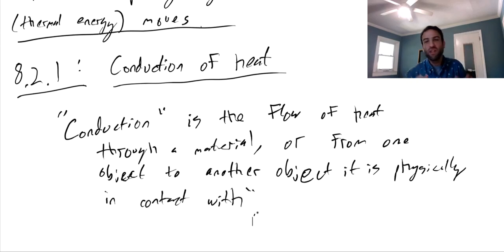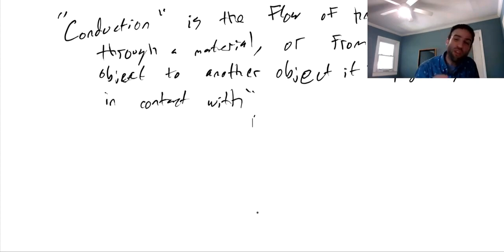The idea here is that heat is going to move from a hotter part of an object to a colder part of that object, even while all of the atoms and molecules involved in these solids stay in place. So in conduction, you have no overall motion of molecules, but you still have heat transported from one part of a system to another.